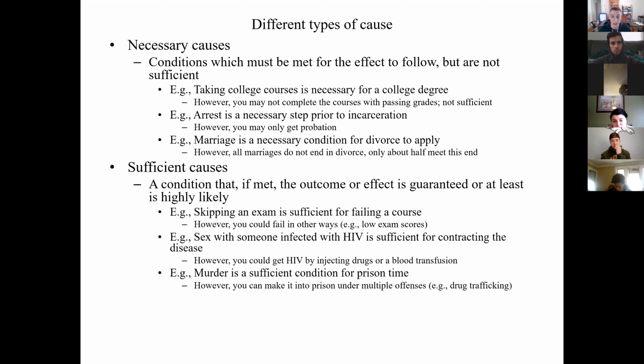Sex with someone infected with HIV is sufficient for contracting the disease. However, you can also get HIV by injection drugs and blood transfusions too. So sufficient, but not necessary. You can get it in other ways.